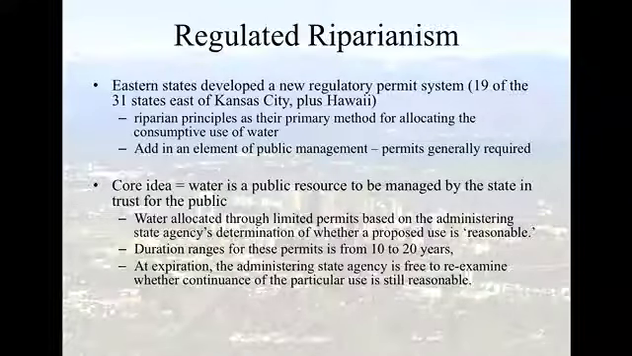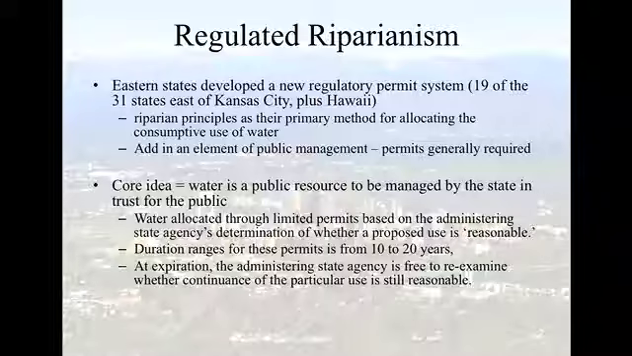So those eastern states, 19 of the 31 states east of Kansas City and Hawaii, use regulated riparianism. Riparian principles are the main way we decide this, but you add public management, you add a requirement to get permits, so you have a certain degree of certainty about how much water you're going to have. The idea still is that water is a public resource managed by the state in trust for the public. We allocate it through these permits based on riparian principles.